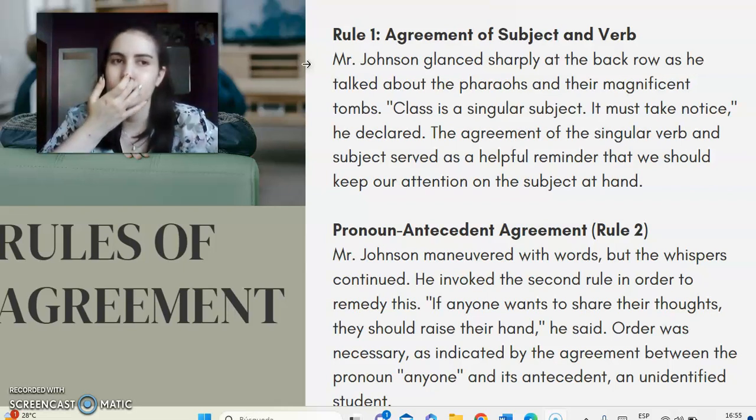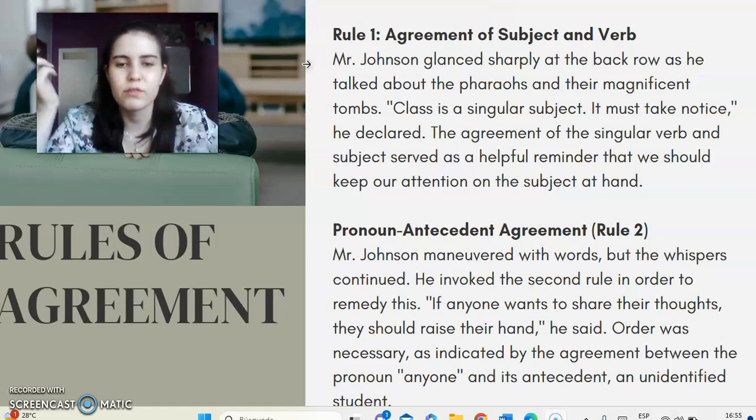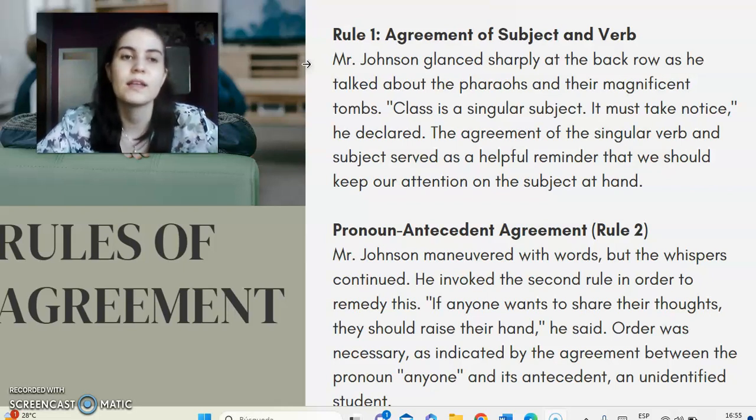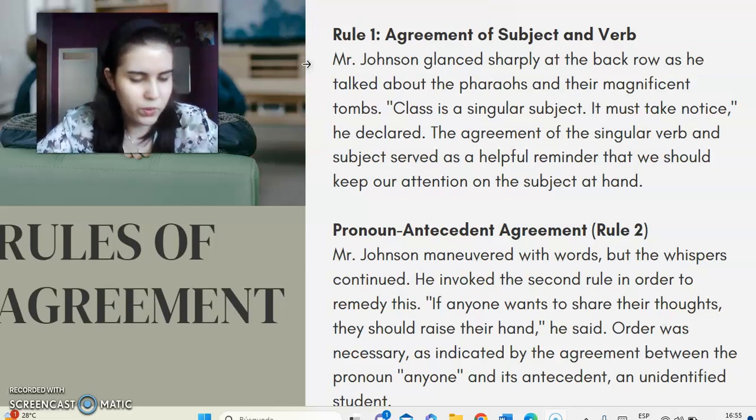The teacher uses this agreement between the pronoun anyone, for instance, and its antecedent, an undefined student, but also to say that if you want to speak, you can do it, but about the topic of the class. We don't want to know your jokes, something like that.